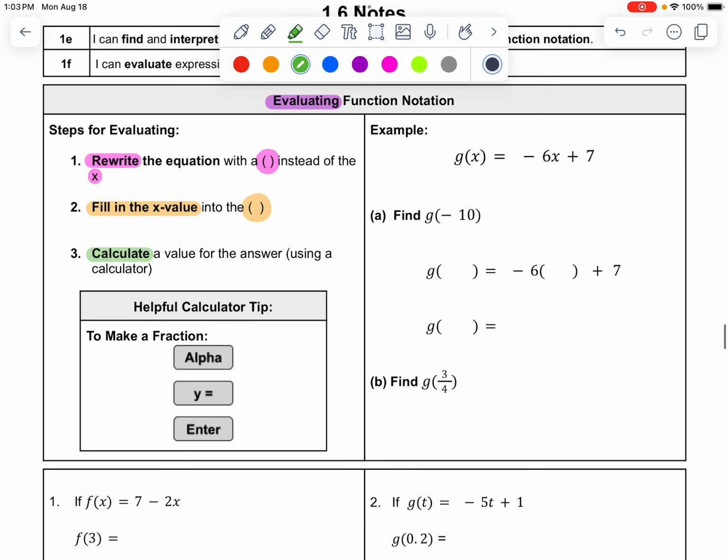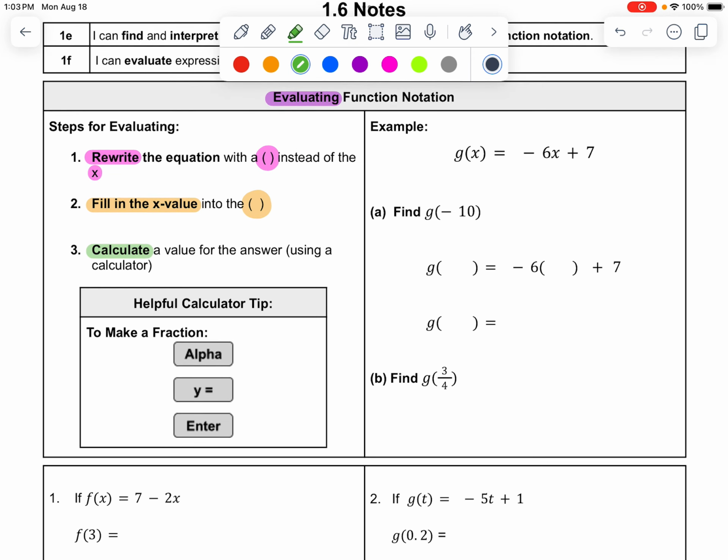Now you will have to use fractions sometimes, and so this is your helpful calculator tip about how to make a fraction. You're going to hit the alpha button, which is green. You're going to hit the y equals button, which is gray, and then you're going to hit the enter button once you've typed in your fraction. So make sure you're following along and using your calculator to play along, because we want to make sure you know how to type this stuff in before the test.